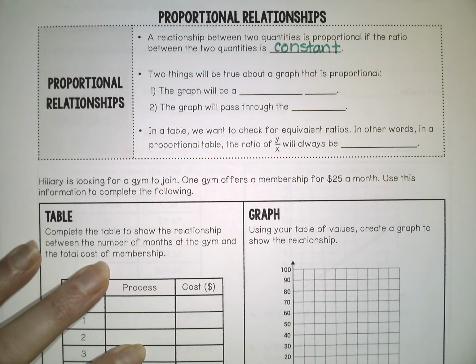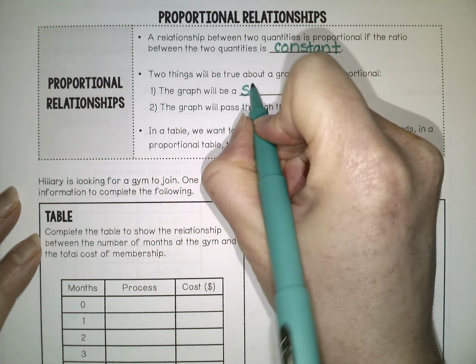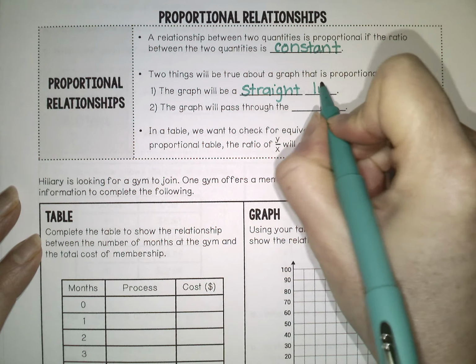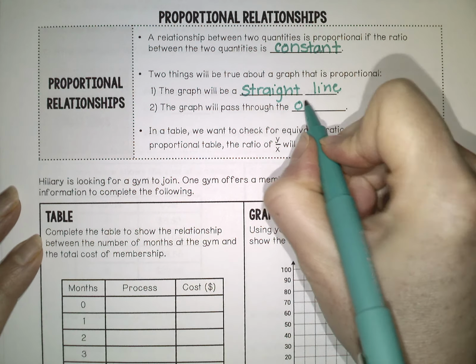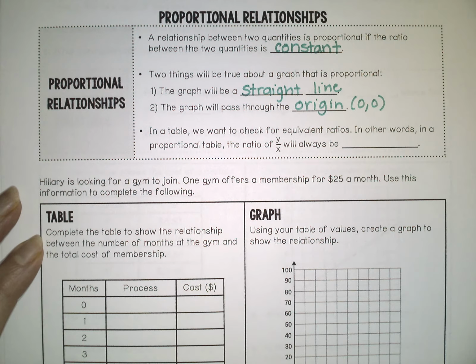Two things that will be true about a graph that is proportional. Who remembers? If this graph right here were to be proportional, what would it look like? The graph will be a straight line, and it will pass through the origin, that 0, 0 point.